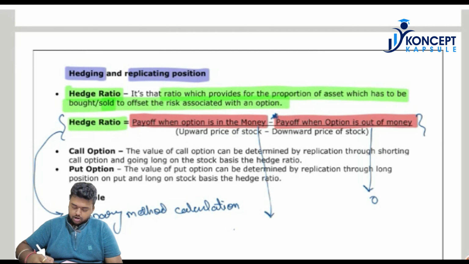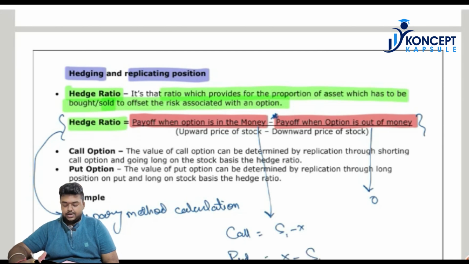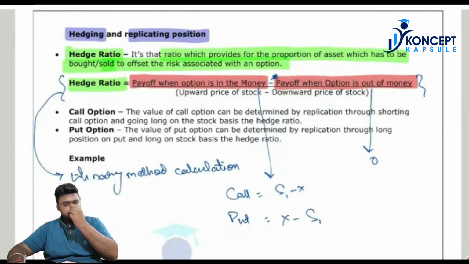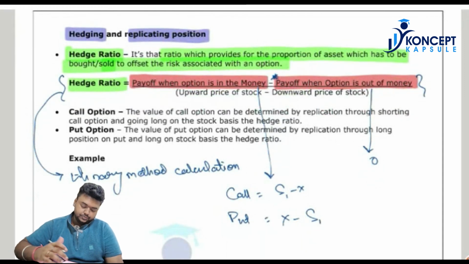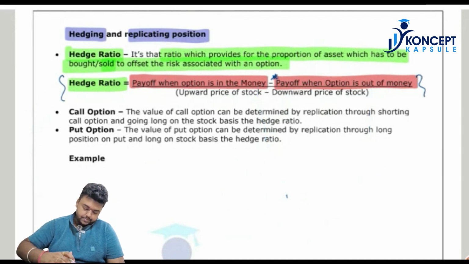In case of call, it will be S1 minus X, and in case of put, it will be X minus S1. Yes or no, guys? Till this point, it is okay.